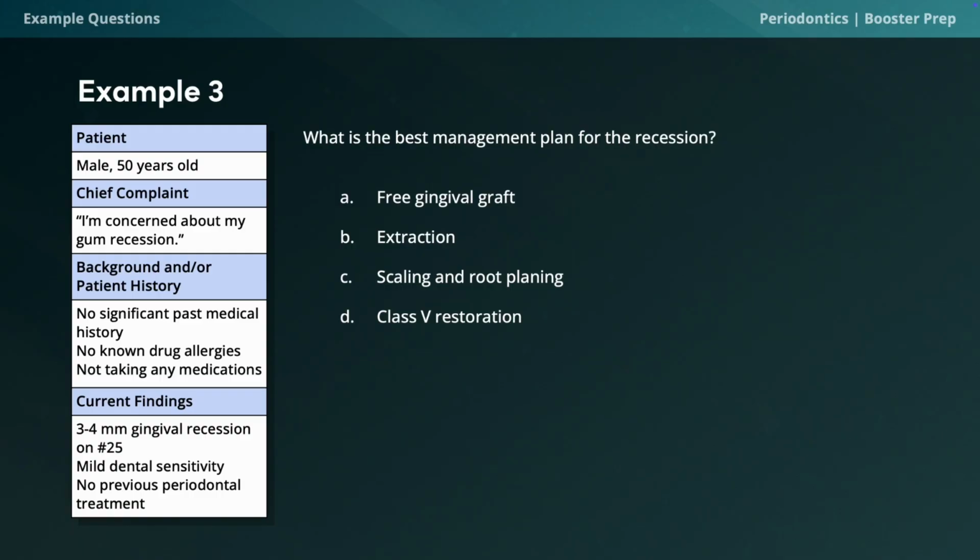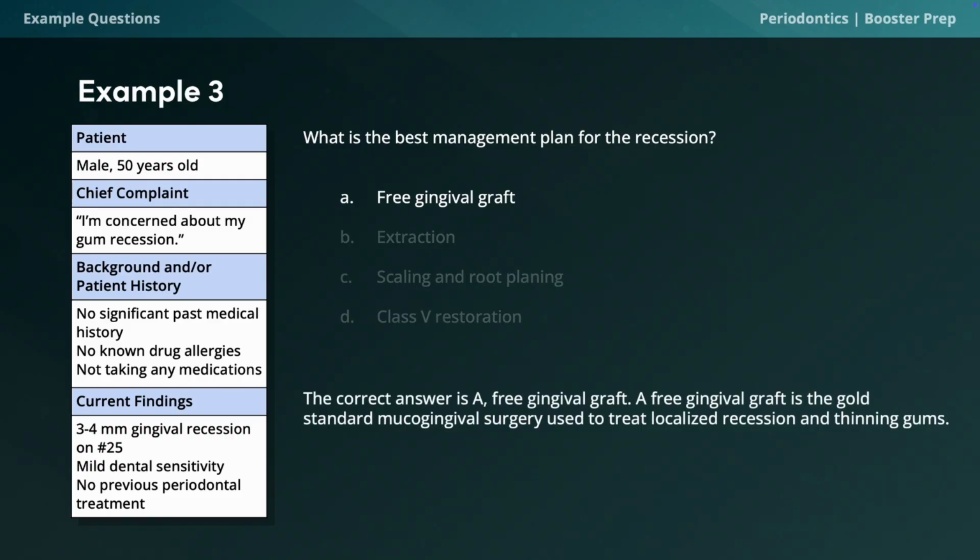So given that, what is the best management plan for this recession? Please pause the video and then resume when you think you got it. The correct answer is A, a free gingival graft. So this is a type of grafting technique in mucogingival surgery, and we use it to increase the width of keratinized tissue, which in turn helps with recession. Although a connective tissue graft is the gold standard for root coverage, it's not one of the answer choices, so that's why A is the correct answer.